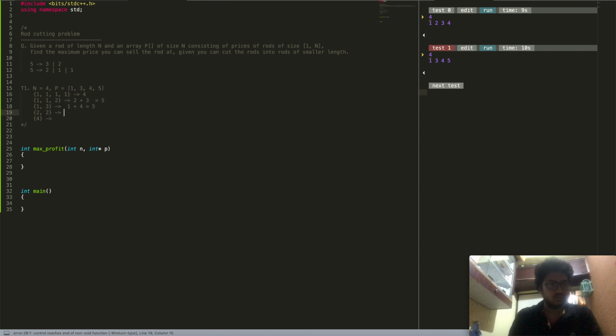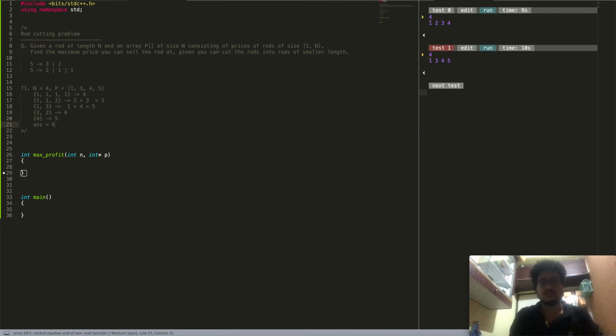For 2 rods of length 2 each, the price will be 2 times 3, that is equal to 6. And for a single rod of length 4, the price will be equal to 5. Alright, so among all these cases, the maximum price is of the set 2, 2, that is, the answer is equal to 6 in this case. I hope that this test case was clear.